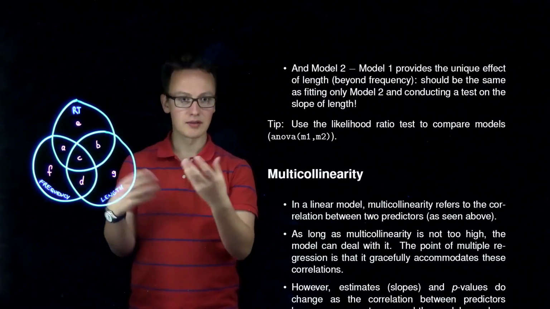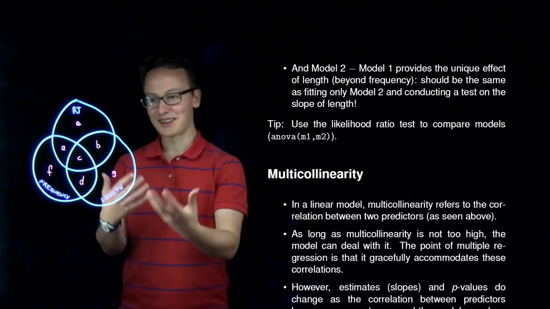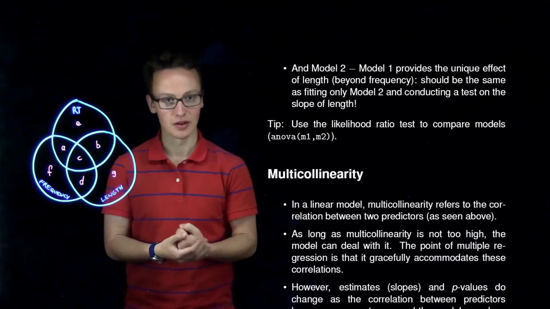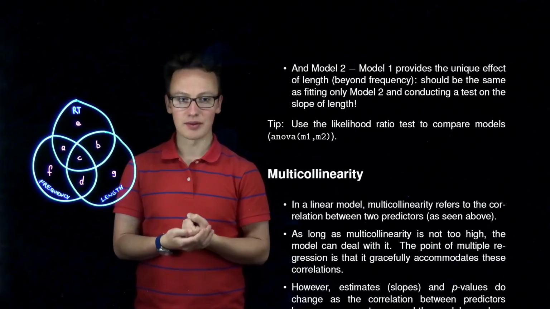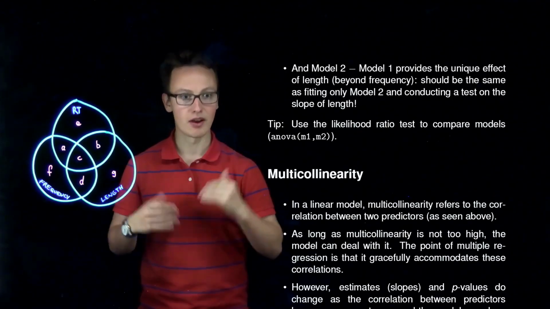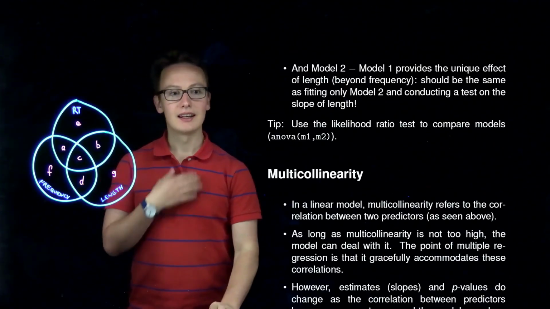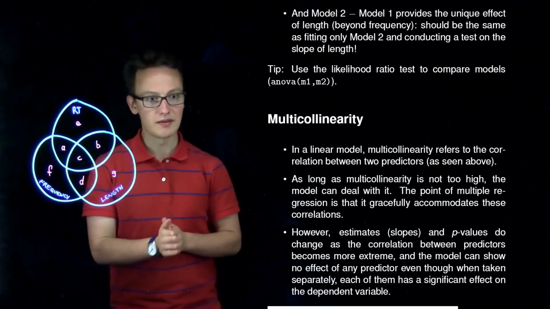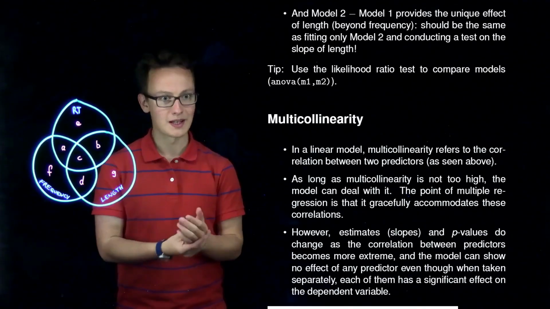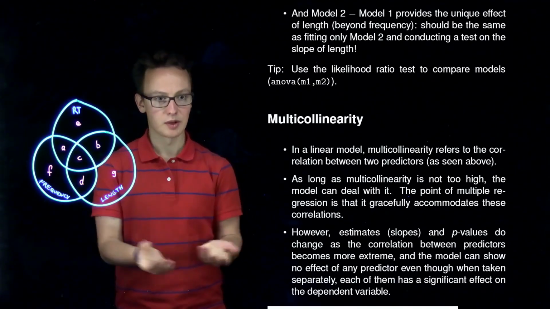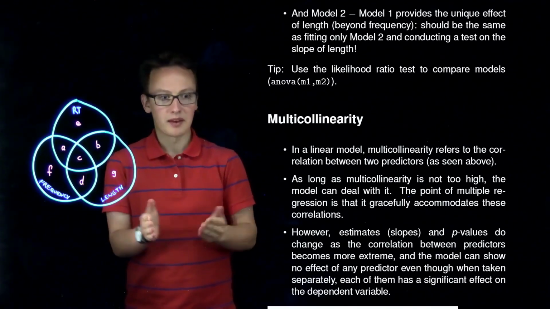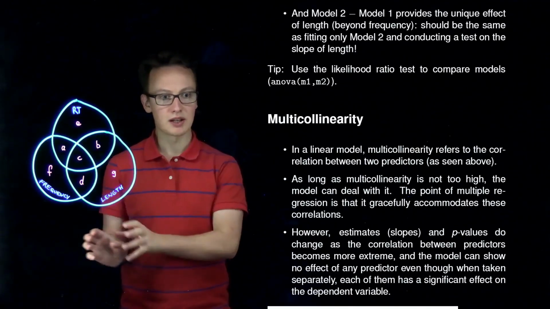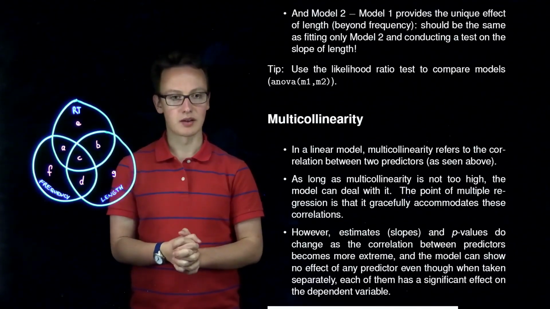We can actually even exploit the fact that we can put multiple predictors into one model and thereby find slopes for only the unique contribution of each. The problem is really if the correlation between predictors is not just moderate, but is very high. In that case, it can happen that estimates and slopes, and by extension also p-values, change rather dramatically if the correlation between predictors becomes more extreme. And it can even happen that the model shows no effect of any predictor, even though if we had taken our predictors separately, each of them would have shown a significant effect on the dependent variable.